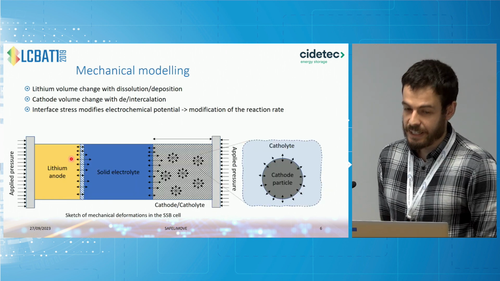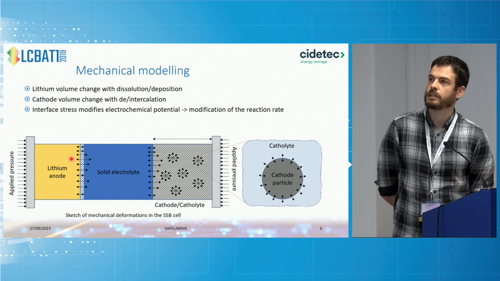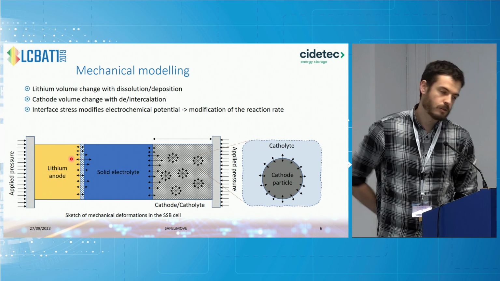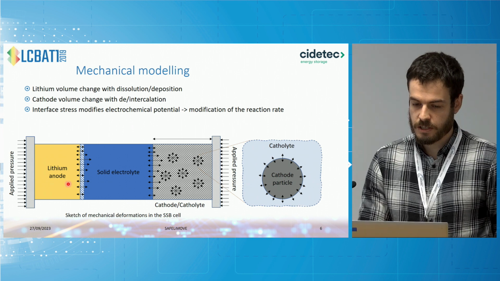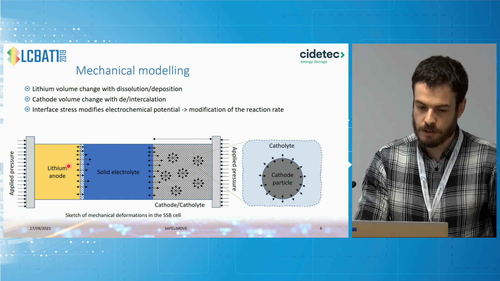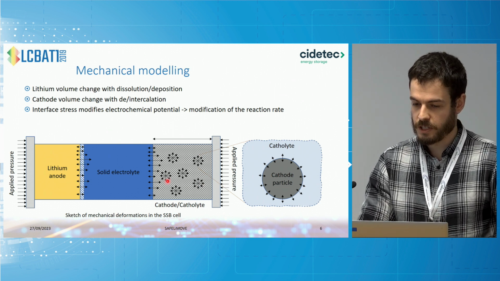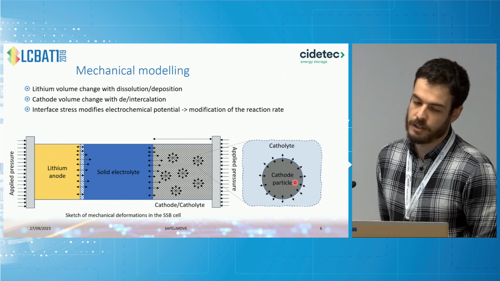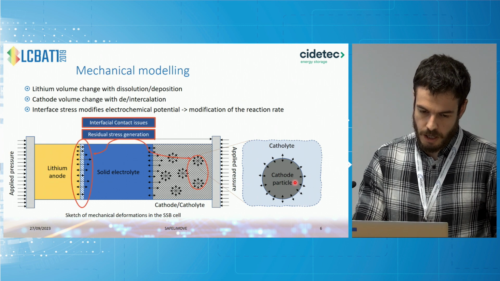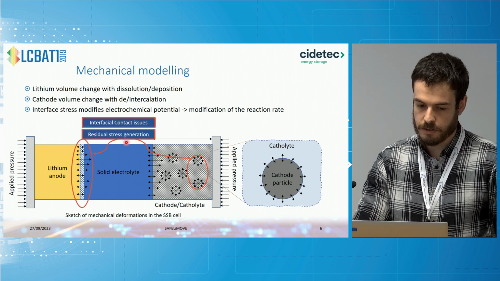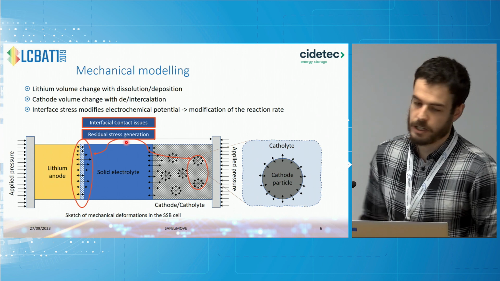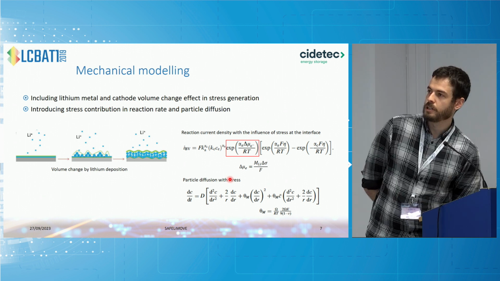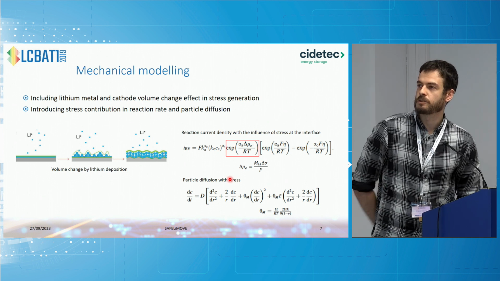So moving to the mechanical model, which is the main development here, we have included on top of the electrochemical model I was mentioning before also the stresses in the surface that are caused by the deposition of lithium ions and also by the expansion and contraction of the cathode particles upon lithiation and delithiation. So, as I was saying, this causes some residual stress generation and it affects the applied pressure that we have in the cell.